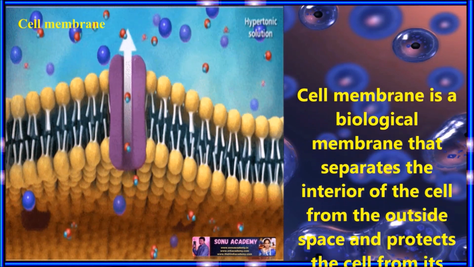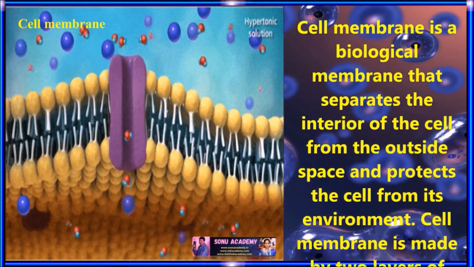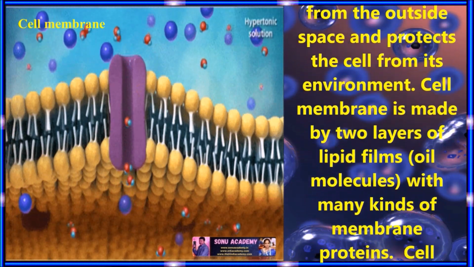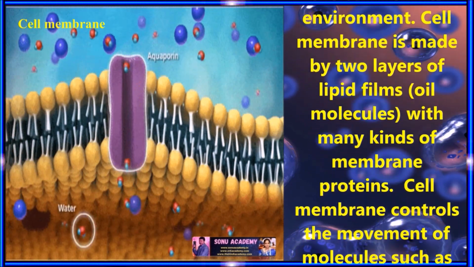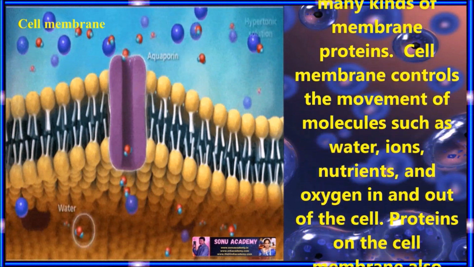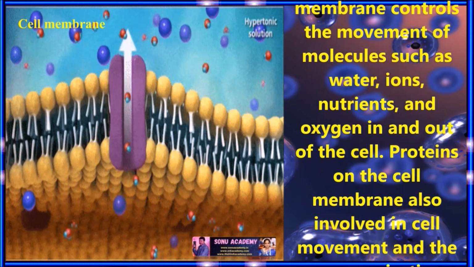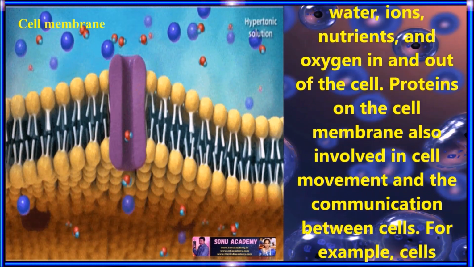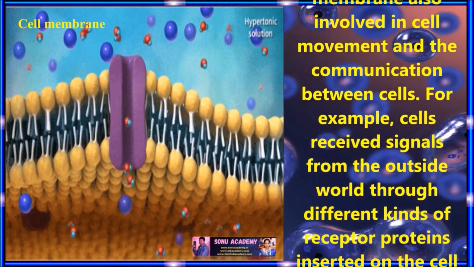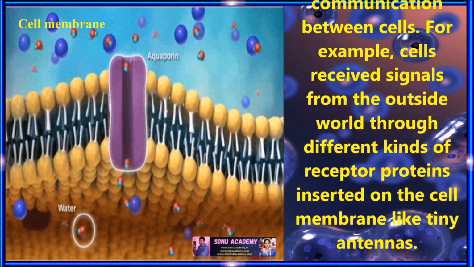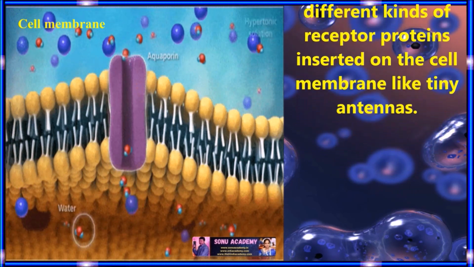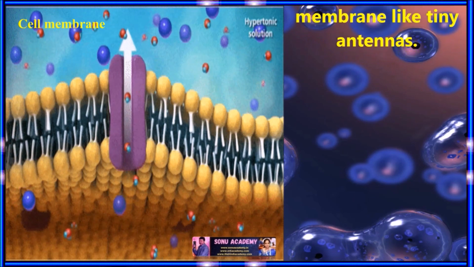Cell membrane. The cell membrane is a biological membrane that separates the interior of the cell from the outside space and protects the cell from its environment. Cell membrane is made by two layers of lipid molecules with many kinds of membrane proteins. Cell membrane controls the movement of molecules such as water, ions, nutrients and oxygen in and out of the cell. Proteins on the cell membrane are also involved in cell movement and the communication between the cells. For example, cells receive signals from the outside world through different kinds of receptor proteins inserted onto the cell membrane like tiny antennas.